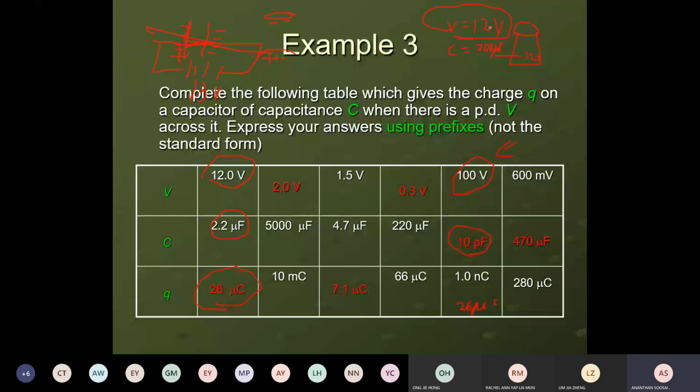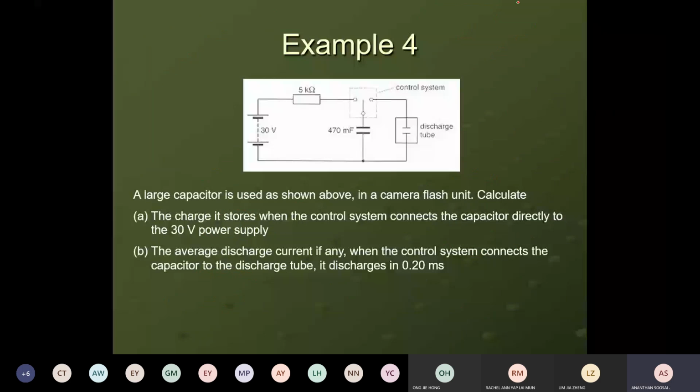Okay, so your turn now. Look at the circuit. A large capacitor is used as shown above in the camera flash unit. Calculate the charge it stores when the control system connects the capacitor directly to a 30 volt power supply. So now the capacitor is connected.